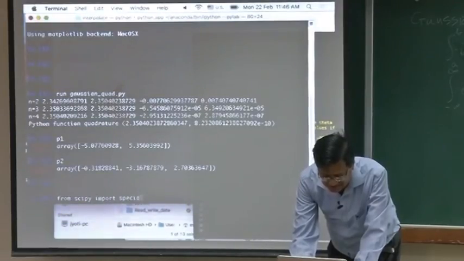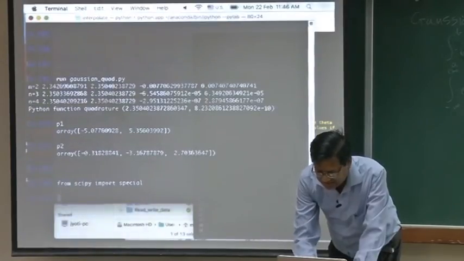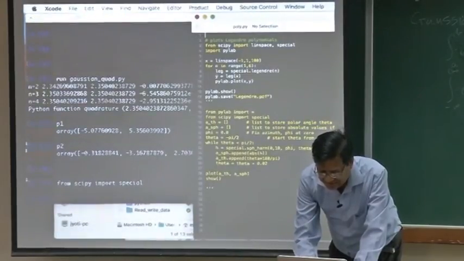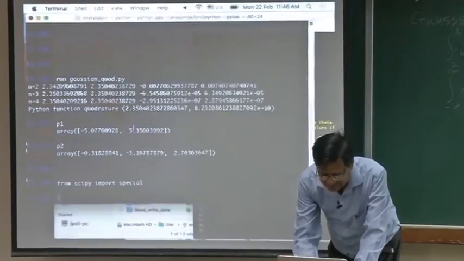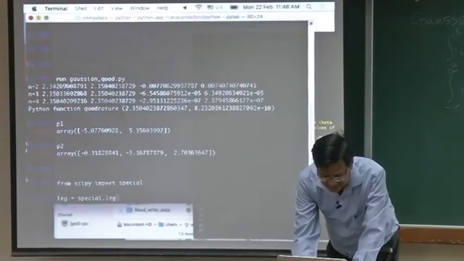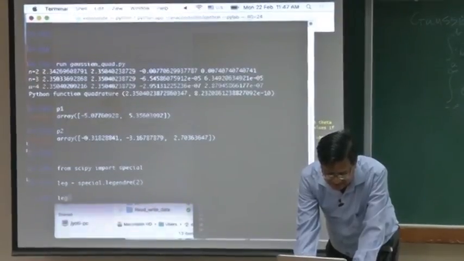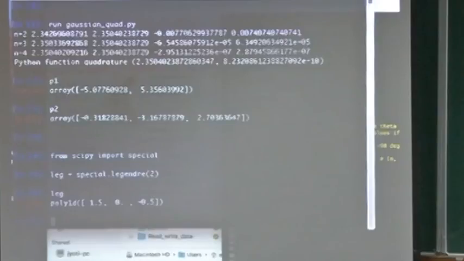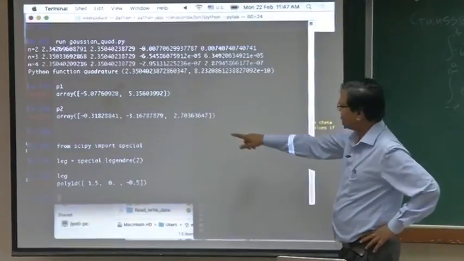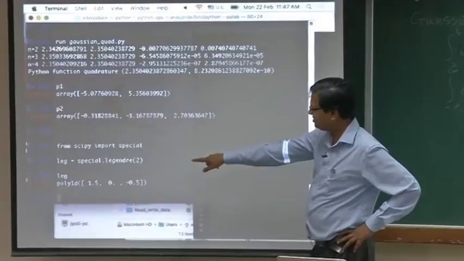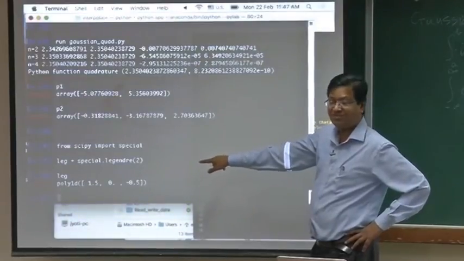So special is for special function. Okay. So let's copy this. So leg equal to special dot legendre. So I want second order polynomial, I believe. So leg, how does it look like? So this gives the coefficients. So these are the coefficients, 3 half, 0, minus half.